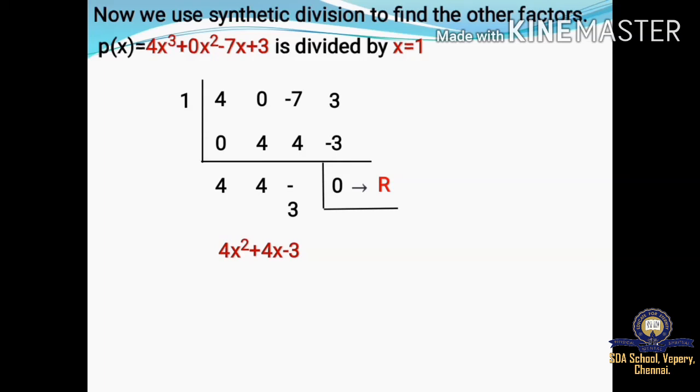Got it? As I told you, if there are 3 terms left, it will start with quadratic, that is part 2. If there are 4 terms, then it will start with part 3. Got it, students? Okay. Now, what I am supposed to do is factorize this 4x square plus 4x minus 3. How do I factorize it? First of all, I will multiply the coefficient of x square, 4, and minus 3. What will I get? I'll get the answer as minus 12.